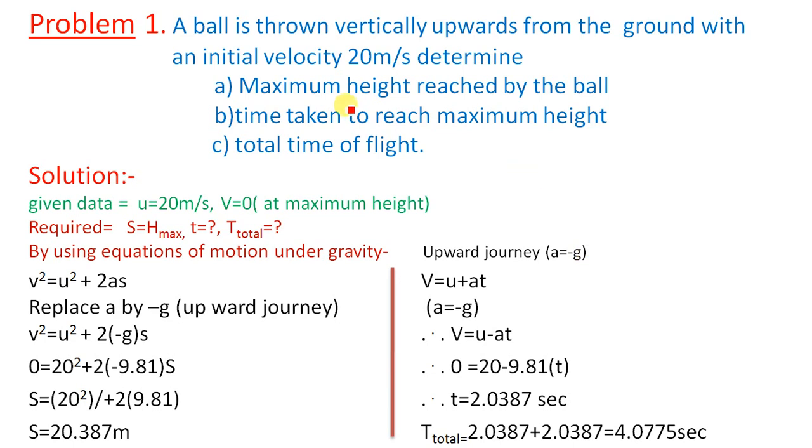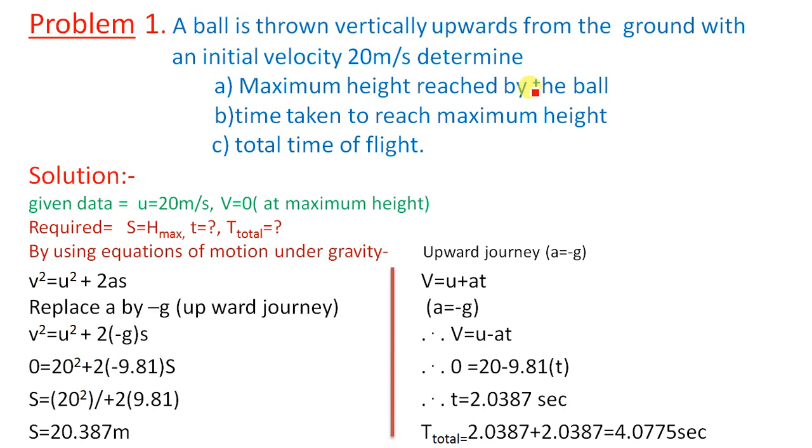Let's come towards the numericals. A ball is thrown vertically upward from the ground with initial velocity 20 meter per second. Determine the maximum height reached by the ball, time taken to reach maximum height, and total time of flight. Here the ball is thrown with a velocity of 20 meter per second. Initial velocity u is given.